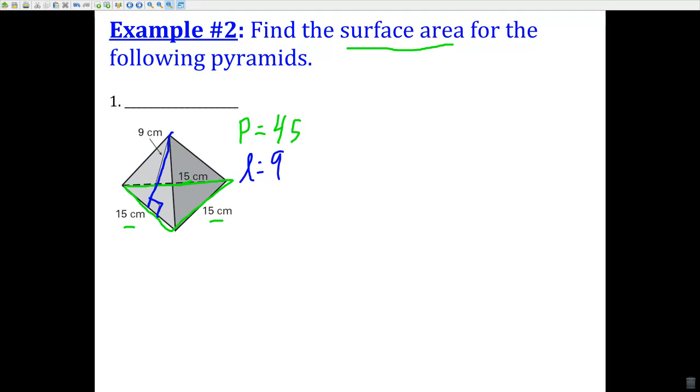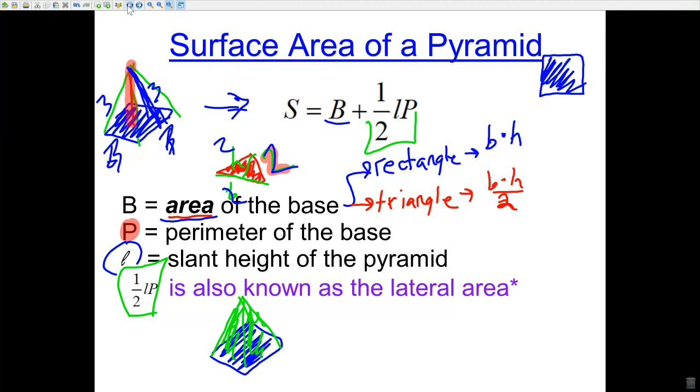Typically, you're going to have to find that, but they give us that in this problem. That's awesome. All right, what else do we need? Let's see. That's a lot of these formulas. You've got to see what you need and then go find it. Okay, we have the slant height. We have the perimeter. We don't have the area of the base.